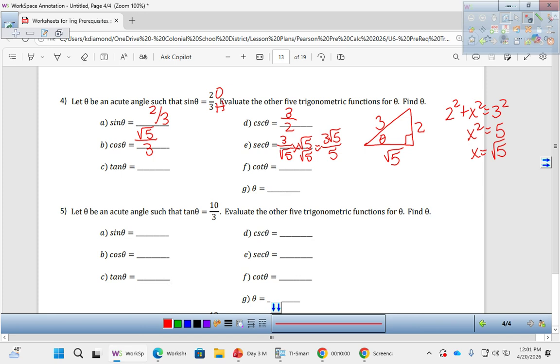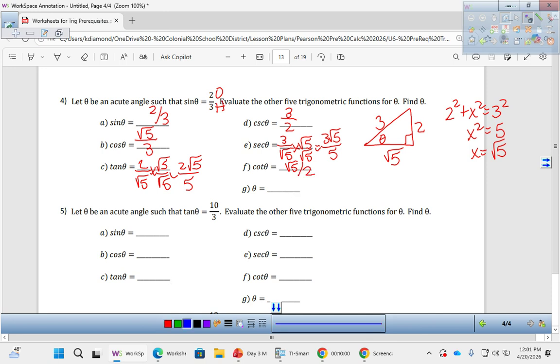So I end up with 3 root 5 over 5. Tangent is opposite over adjacent, which leaves me with something I have to rationalize. So I end up with 2 root 5 over 5. And then instead of flipping that, I'm going to flip the original, which is 2 over root 5, to get the reciprocal, which is root 5 over 2.